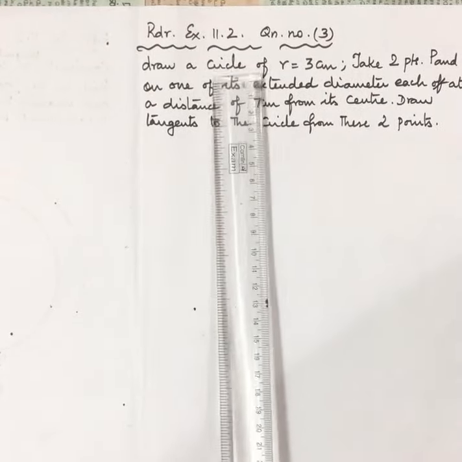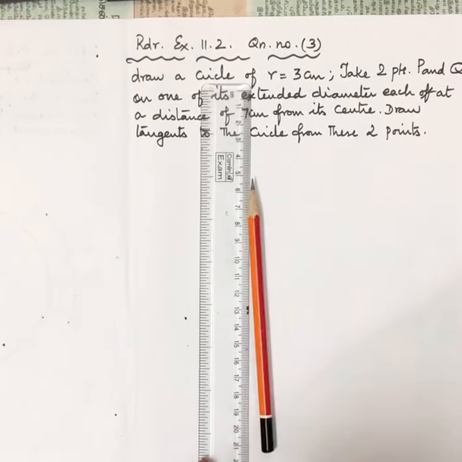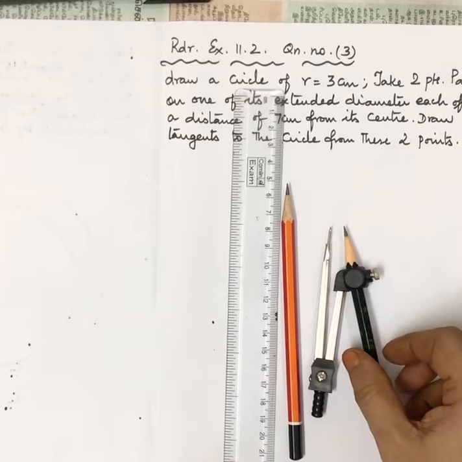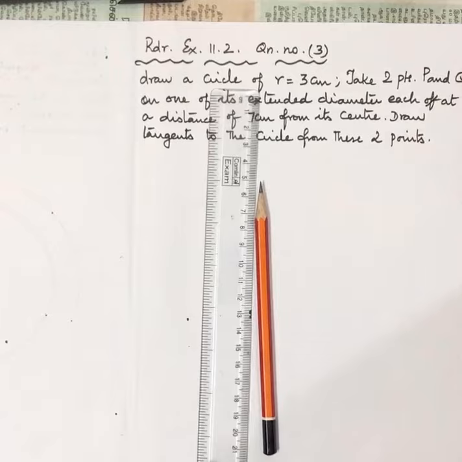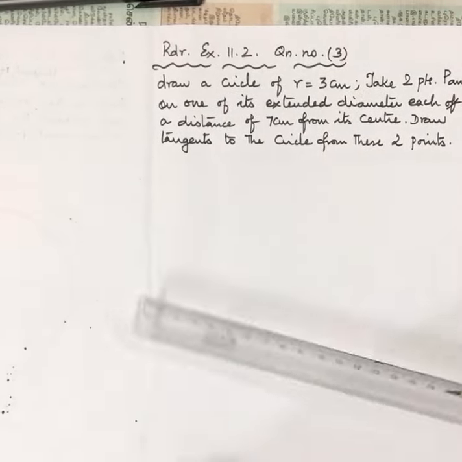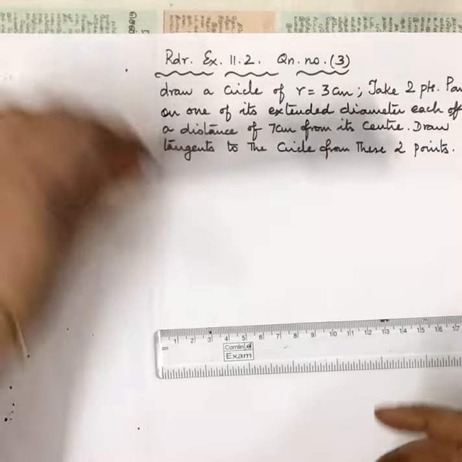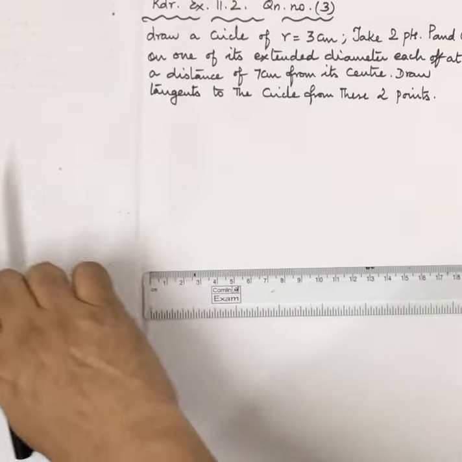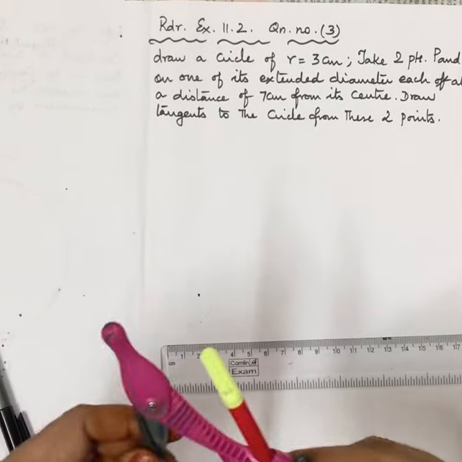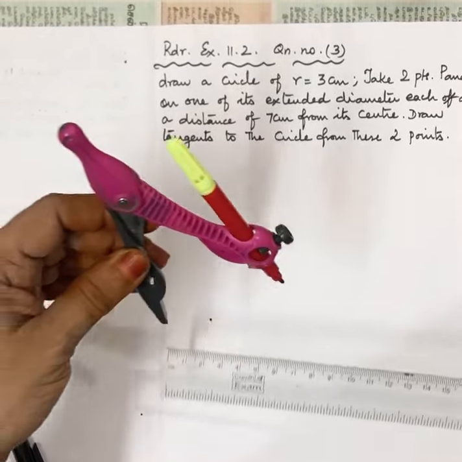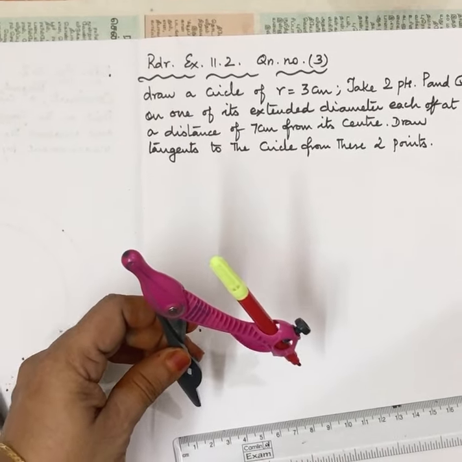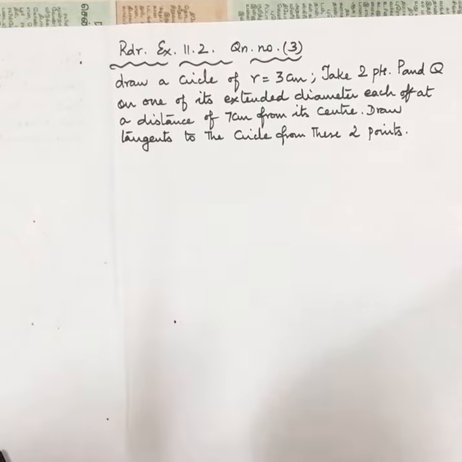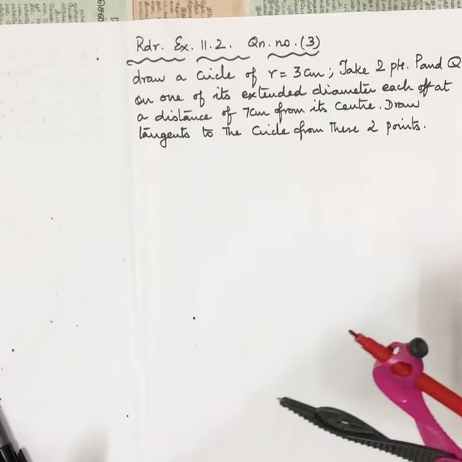So you need to have your scale, sharp pencil and compass and a pencil fixed to it. Okay. Now in this question you have 3 parts. The first part says draw a circle of radius 3 centimeter. So I just show you the measurement, but it is not going to be an exact one, but you will measure an exact 3 centimeter in your compass with the help of scale.